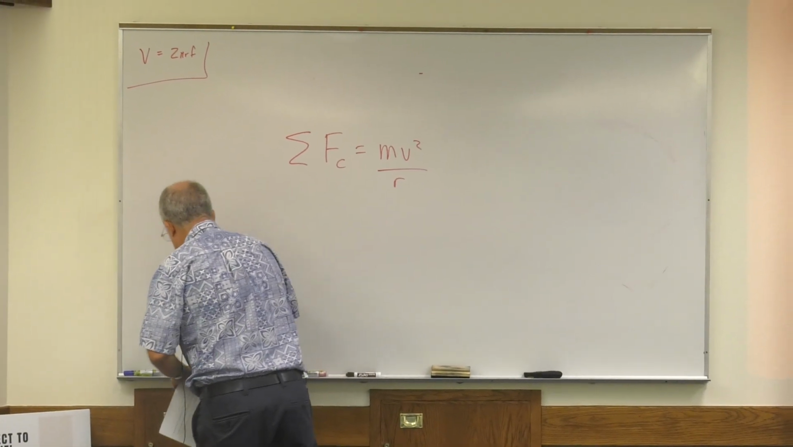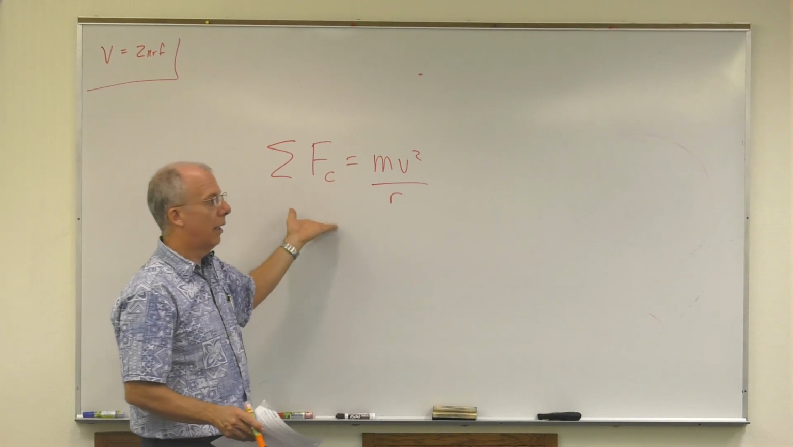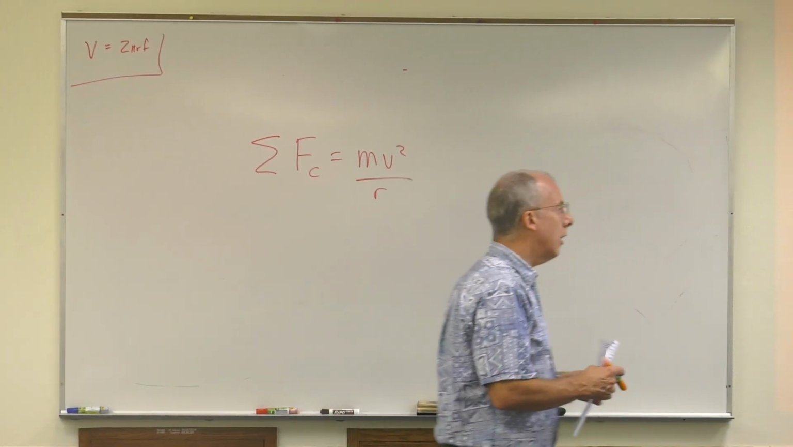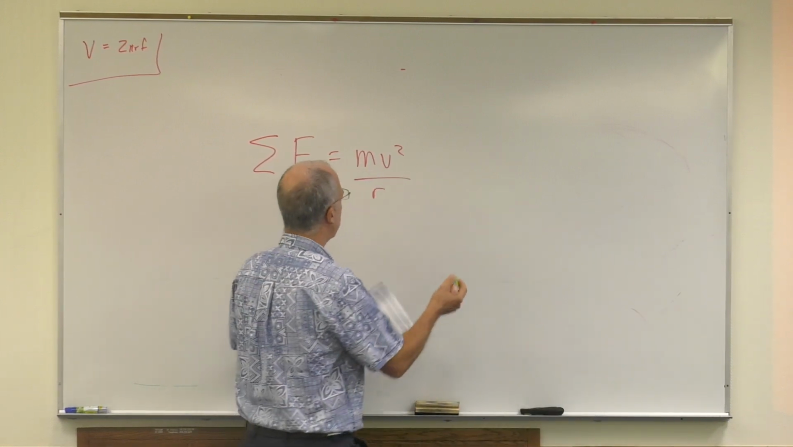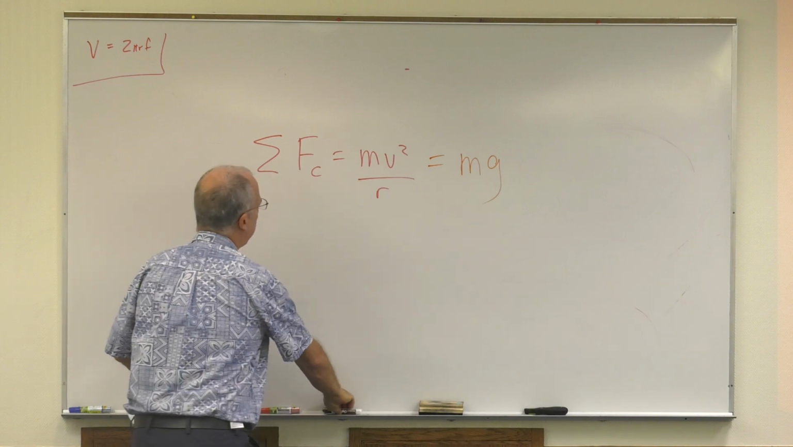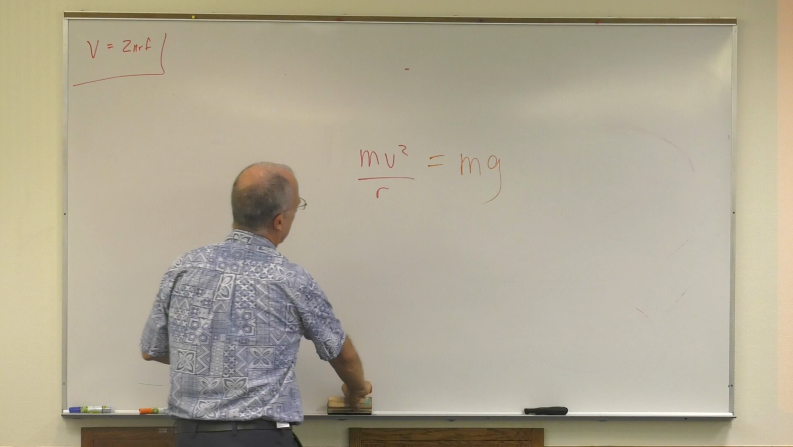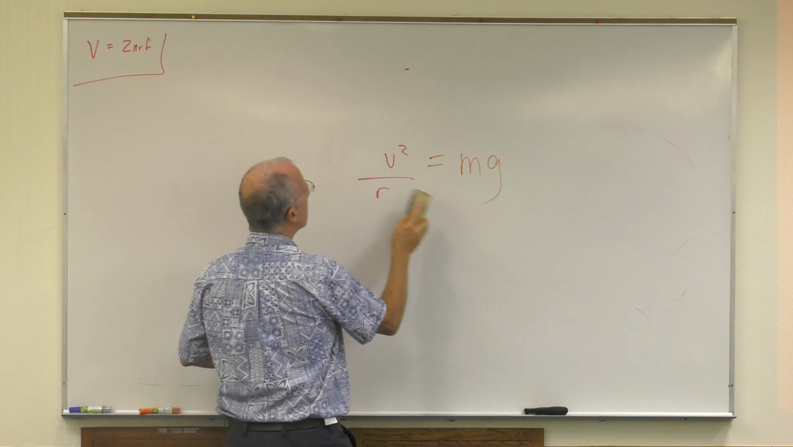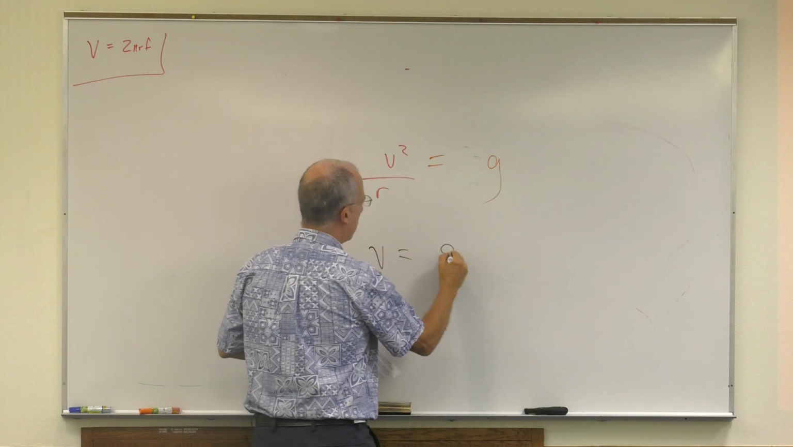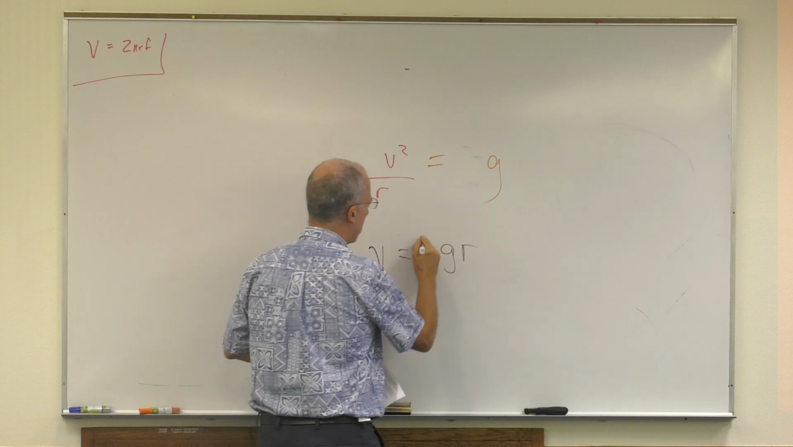Then you have to answer the question, what are the centripetal forces? Here there's only one, and what is it? It's gravity. And if we're close to the surface of the Earth, what's gravity? Just weight, mg. So just do the math. We're trying to solve for velocity. Notice what cancels. Masses cancel. And we get v squared equals gr. So v equals the square root of gr.